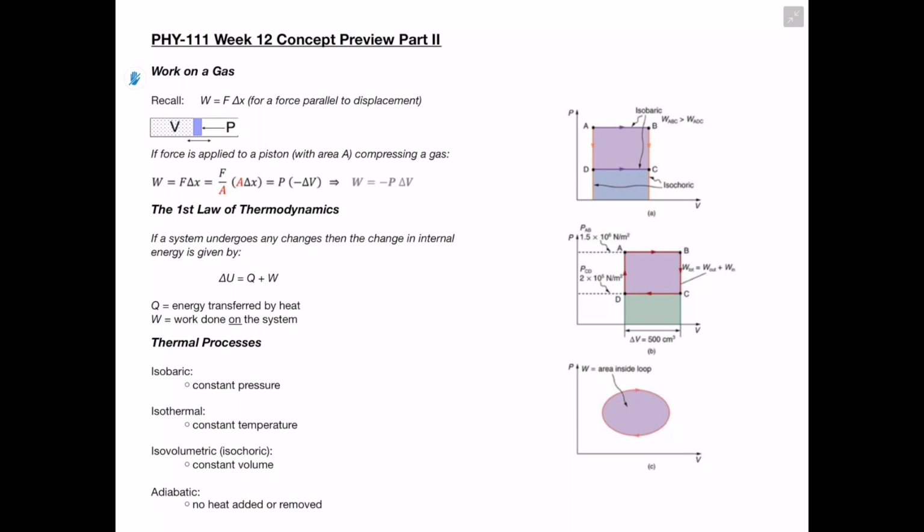In this video we're going to be going over part 2 of the week 12 concepts for Physics 111. So starting off with work on a gas, if we remember back to when we learned about work initially, we know that work is going to be equal to our force times our displacement, assuming that that force is parallel to our displacement.